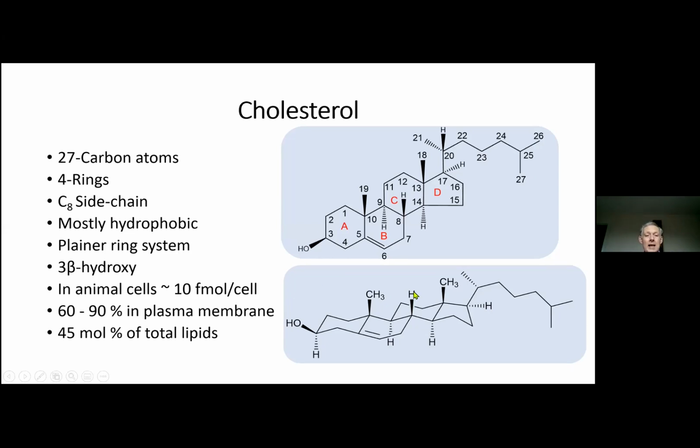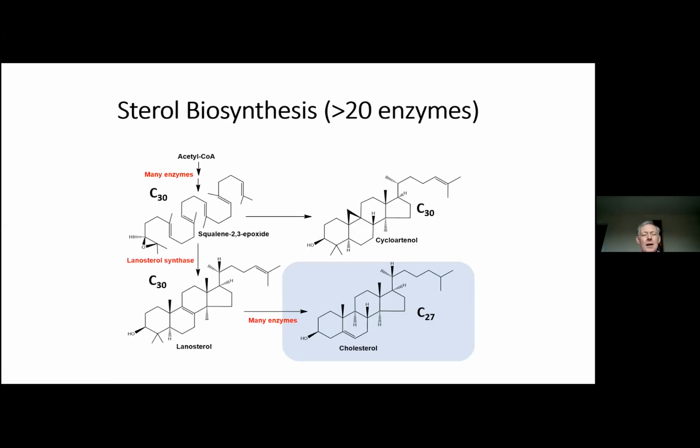In animal cells, the levels of cholesterol are around 10 femtomoles per cell, and most of that cholesterol is actually present in the plasma membrane. It seems that about 60 to 90% of cellular cholesterol is present in the plasma membrane. That corresponds to about 45 mole% of total lipids. So there's a lot of cholesterol in each animal cell.